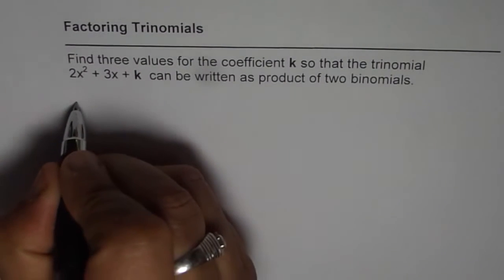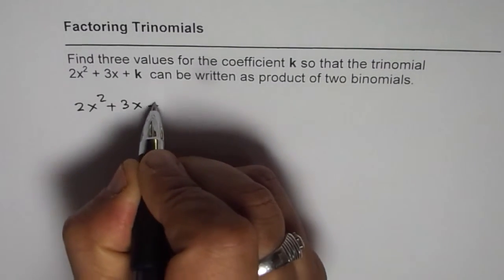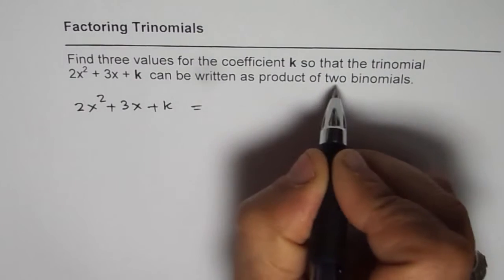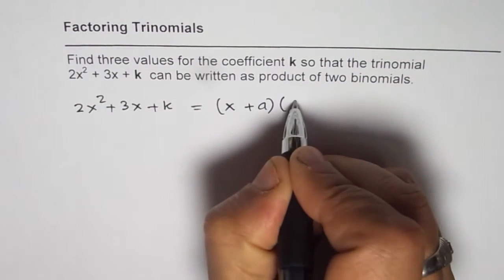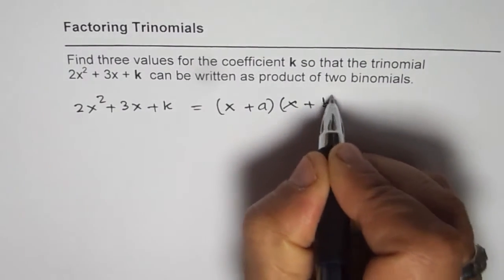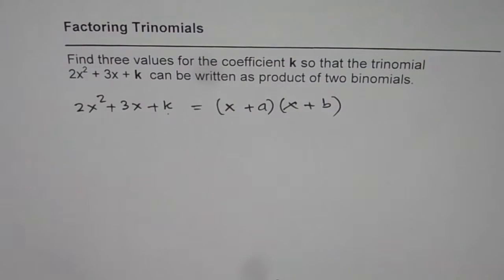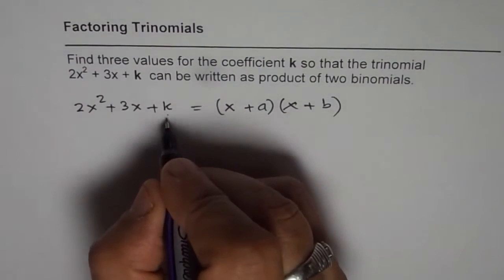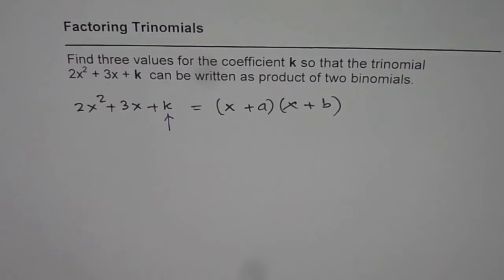So basically the question is, we need to write 2x squared plus 3x plus k as product of two binomials. That means x plus a times x plus b, product of two binomials. And for doing so, k should have different values. So we need to find what values of k can help us factor this trinomial. So that is the question. You can pause the video and then find the answer and then look into my suggestion.